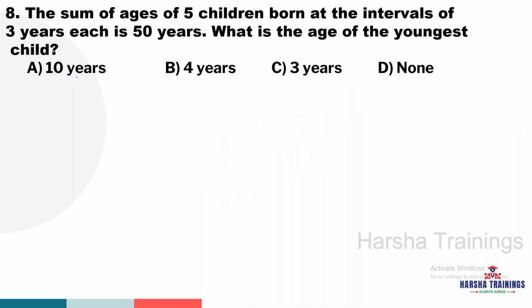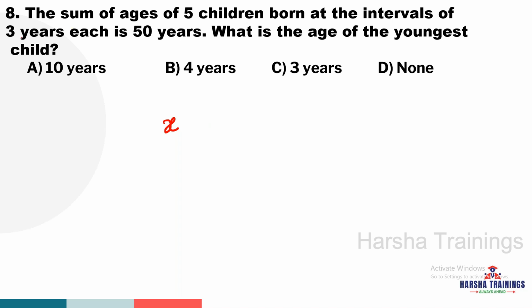Okay. So and move on to the next one, guys, here. The sum of ages of 5 children born at the intervals of 3 years each is 50 years. So what is the age of the youngest child? Okay, look at the screen, guys, here. First child age, we don't know. Let it be X, guys, here.